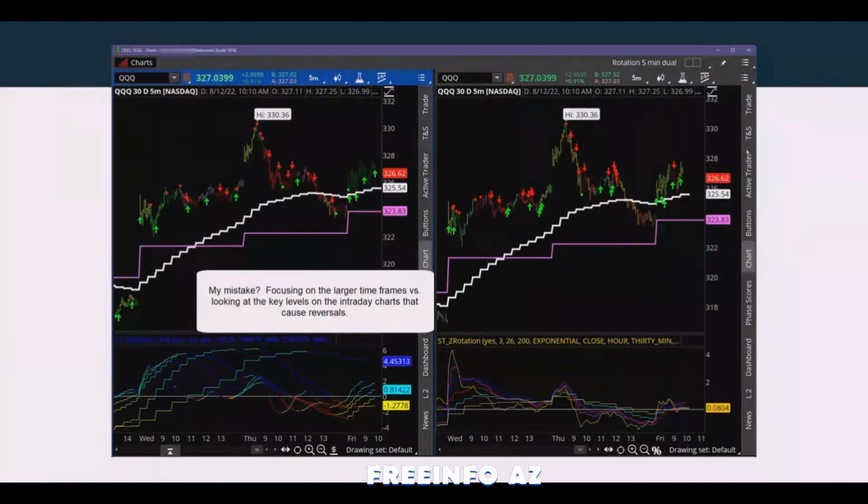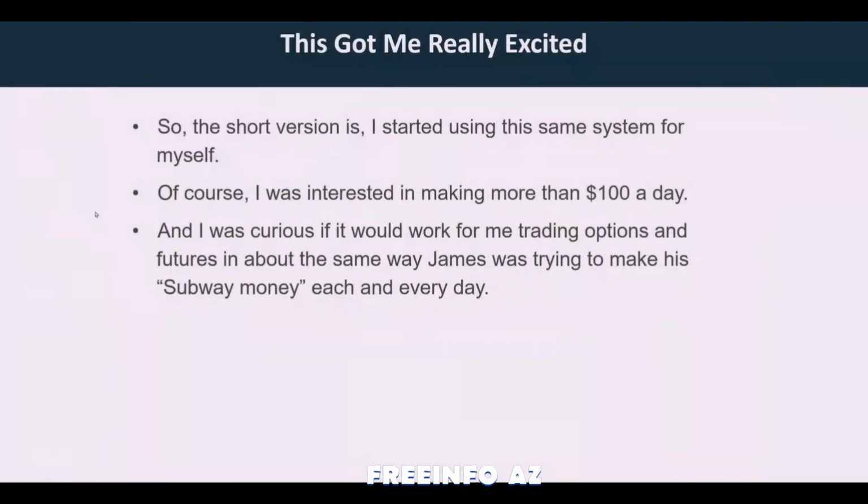I'm like, why do I need to sit through this trade for a week to prove that it's going to work versus just setting this up in such a way to grab the cash and move on? And so that's what really hit for me. So the short version is I started to use the system for myself.